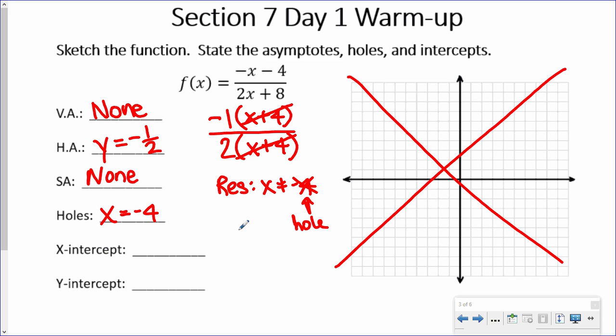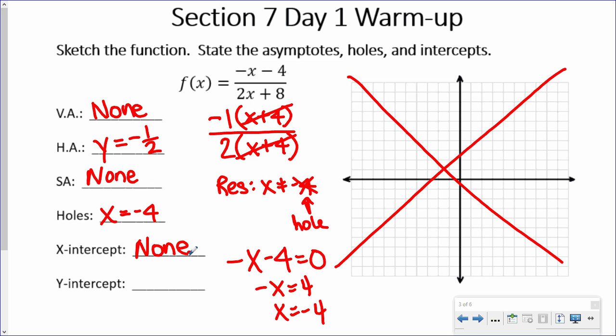Now let's do our intercepts. So to get the x-intercept, you take the top and set it equal to 0. So if you went back to the original and did that, and you solved, so you would add 4, so -x equals 4, so x would equal -4. That can't work because remember at -4, that is a hole. So there is not going to be an x-intercept.